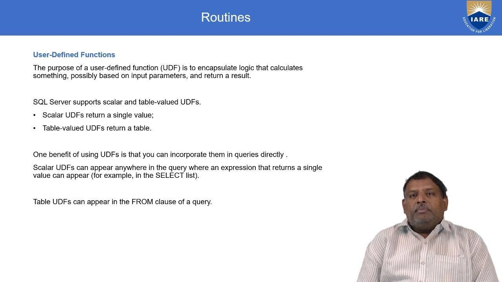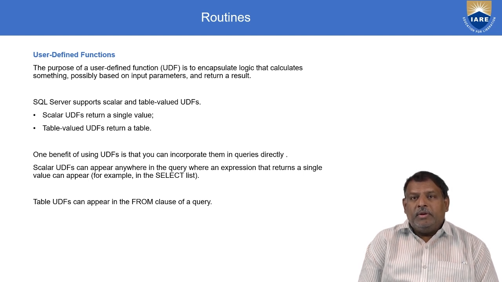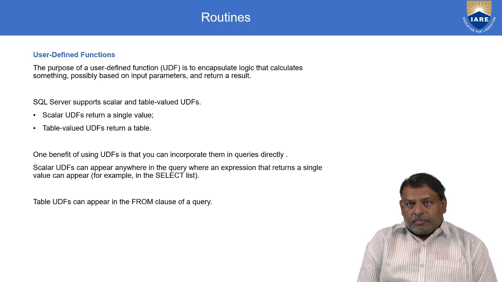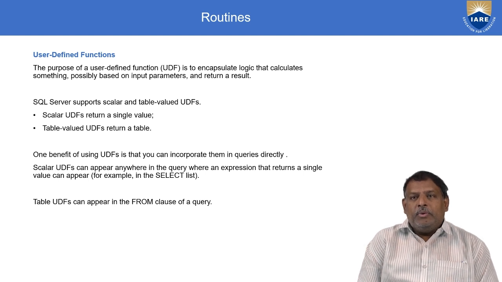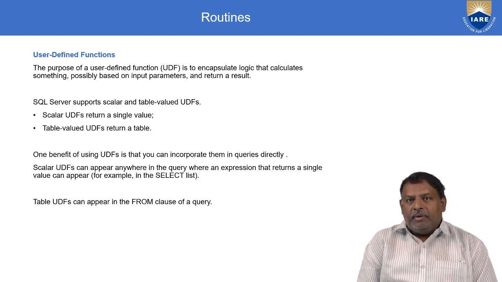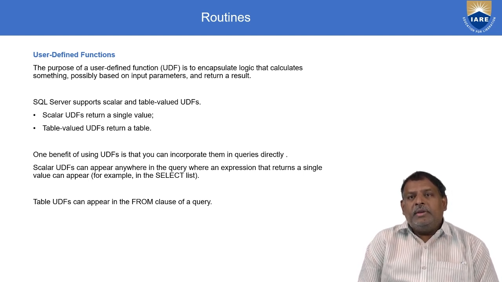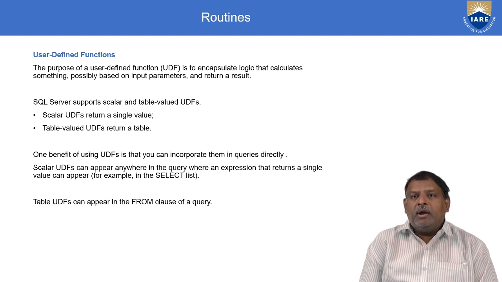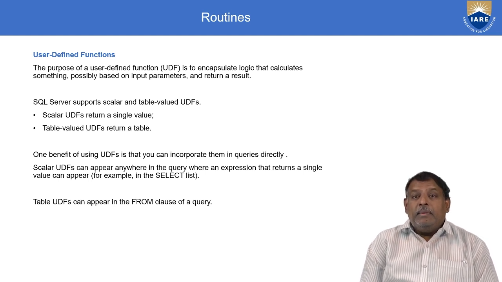SQL Server supports scalar and table valued UDFs. SQL Server supports two types of functions: one is scalar and the other is table valued. What is a scalar UDF? This scalar UDF will return you a single value. Suppose you want to add two numbers, a comma b. The output would be c equals a plus b. That is, the scalar will return a single value, whereas the table valued UDF returns a table.